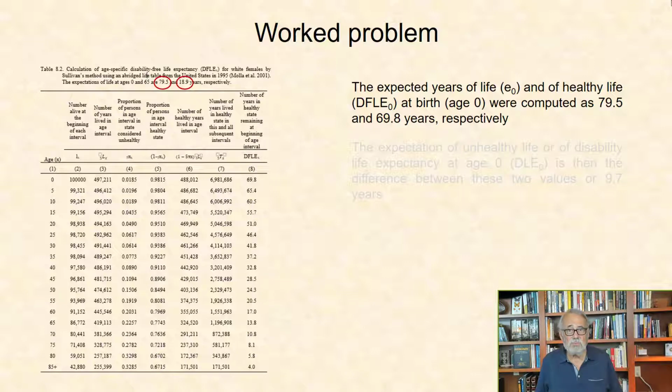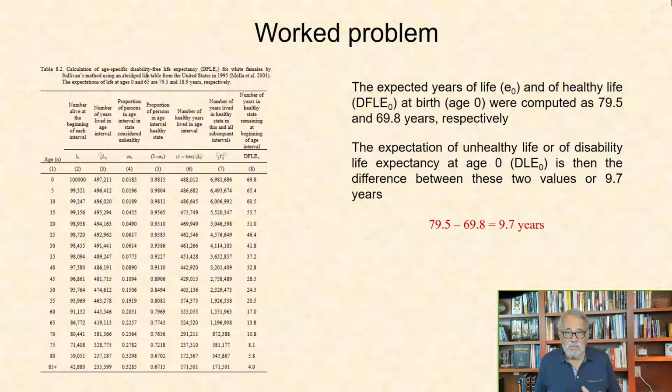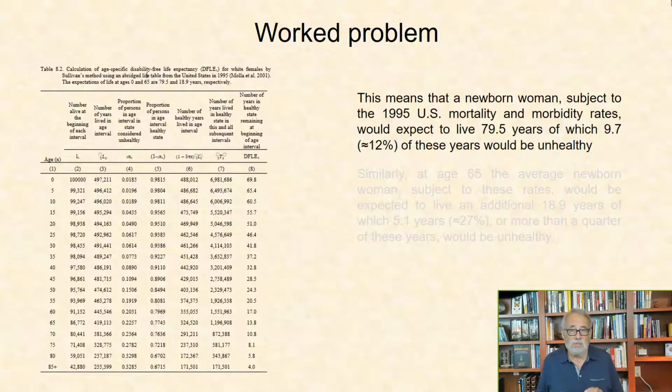The expected years of life, E naught, and of healthy life at birth, that is age 0, were computed as 79.5 and 69.8 years respectively. The expectation of unhealthy life or of disability life expectancy at age 0 is then the difference between these two values, or 9.7 years. This means that a newborn woman, subject to the 1995 U.S. mortality and morbidity rates, would expect to live 79.5 years, of which 9.7, or around 12%, of these years would be unhealthy.